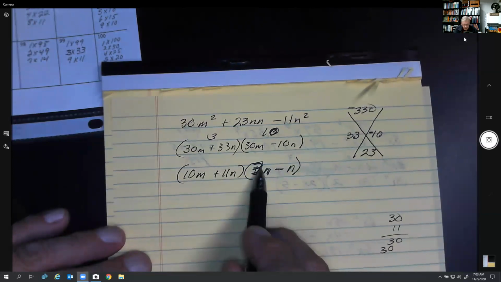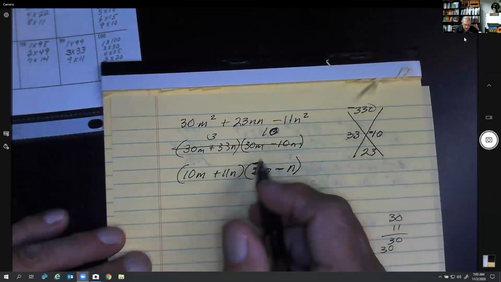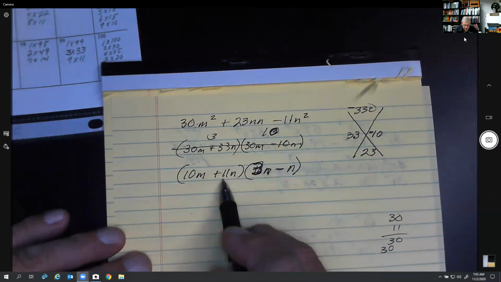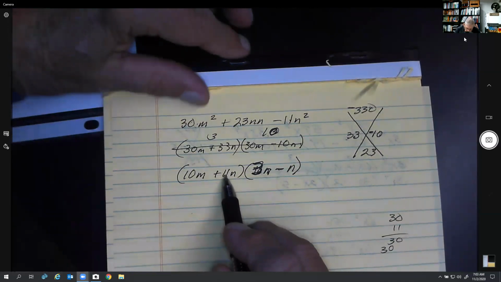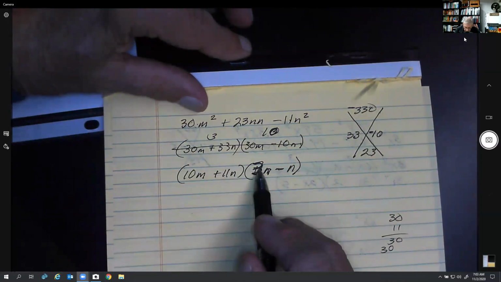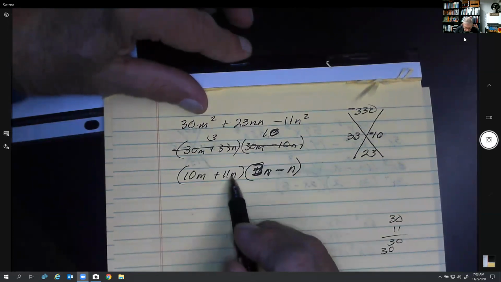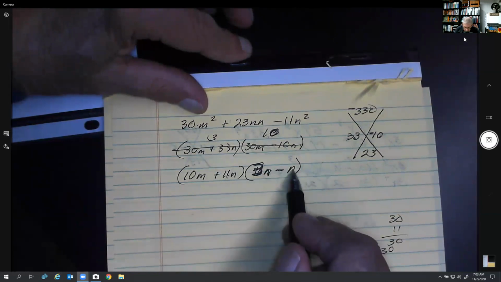So this would give me my, let's cross this off. This would give me my 30x squared, outside negative 10, inside negative 30, positive 33, outside, inside. That'll be 23. And then the last term times the last term.